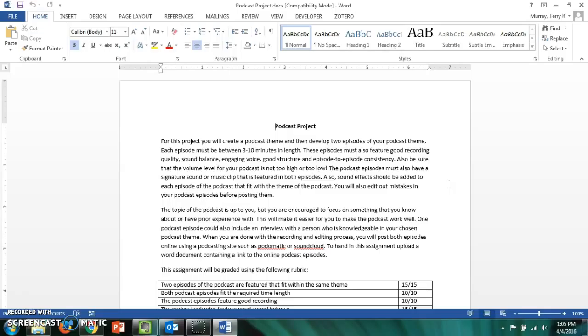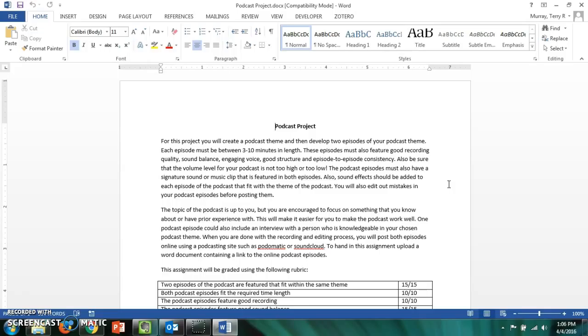Recording quality means we can hear you well. There's not a lot of background noise. Sound balance means that different sounds in the podcast are not way louder than other sounds or way quieter than other sounds. Engaging voice, well, we talk about that, right? How do you have a good engaging voice? How do you make yourself sound excited or interesting or enthusiastic? Good structure and episode-to-episode consistency.